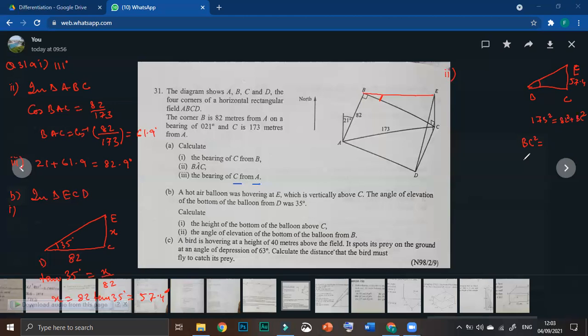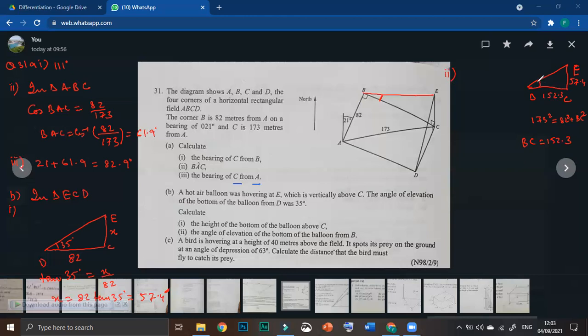What is the answer for BC square? 173 square minus 82 square. 152.3. And what is the under root of this? Sir, it was under root only, sir. Okay. The final answer is 152.3. So BC is 152.3. Here we will write down 152.3.